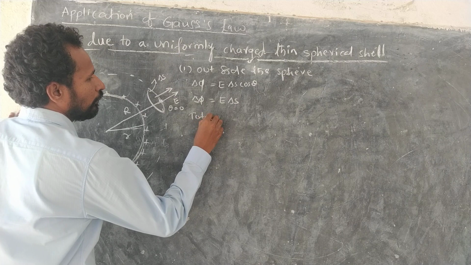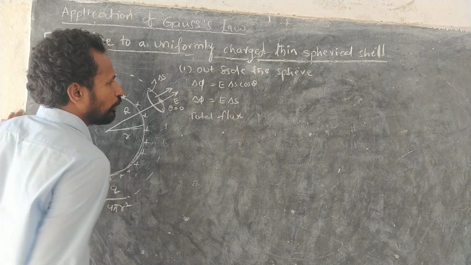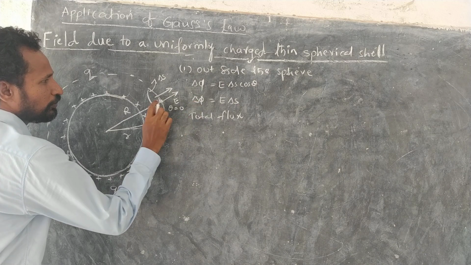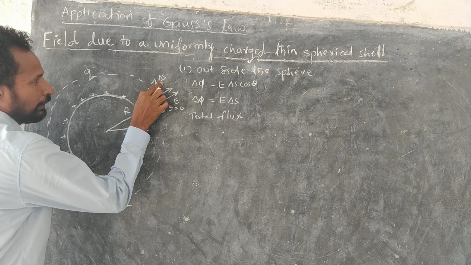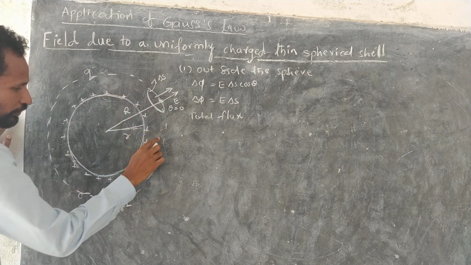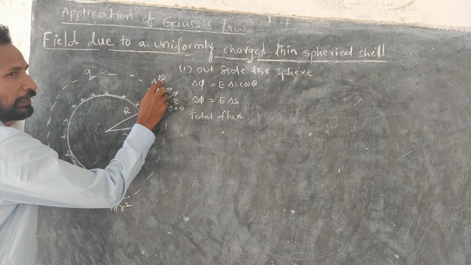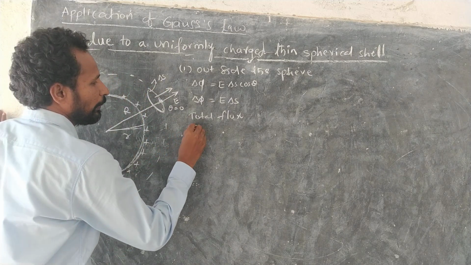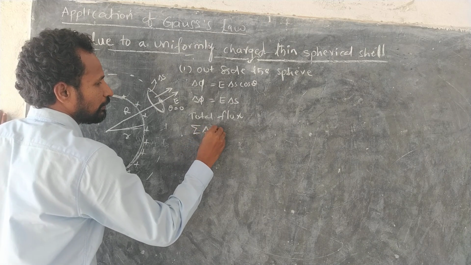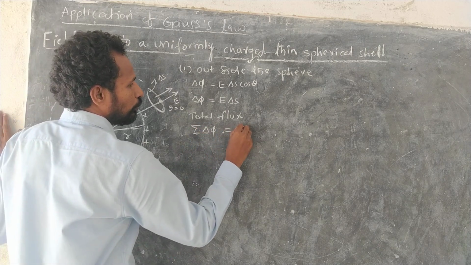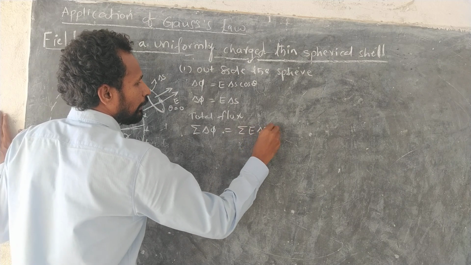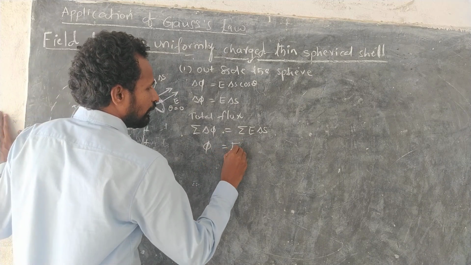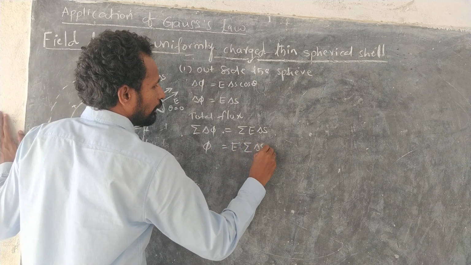Now total flux. How do we get total flux? Delta phi is a small flux passing through delta S. We are calculating total flux through the surface, which means we need to construct small areas and add them. Then we will get total flux. In mathematical form: summation of delta phi is equal to summation of E delta S. By adding all the small fluxes, we get the total flux. This is E summation of delta S.